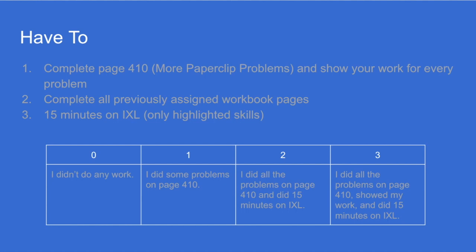Your have to today is to complete page 410, which is more paperclip problems, and show your work for every problem. And then you can complete all previously assigned workbook pages and then do 15 minutes on IXL and make sure you're only doing the highlighted skills. To get a 3, you need to make sure that you did all the problems on page 410, showed your work, and did 15 minutes on IXL.